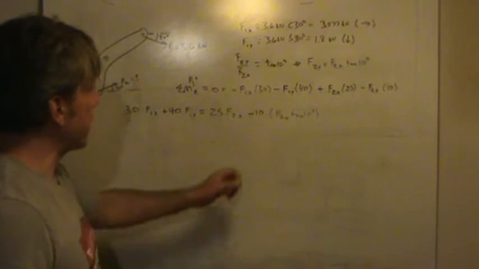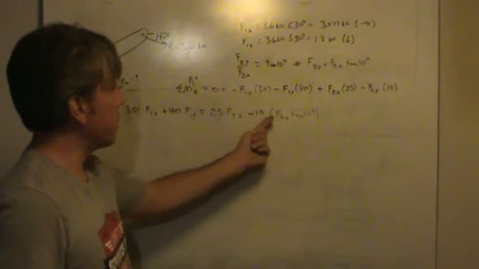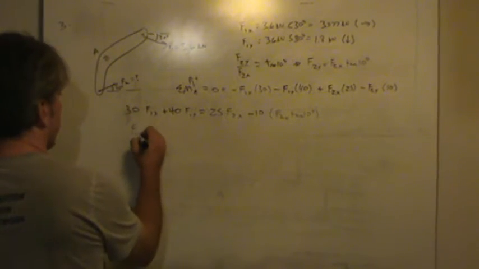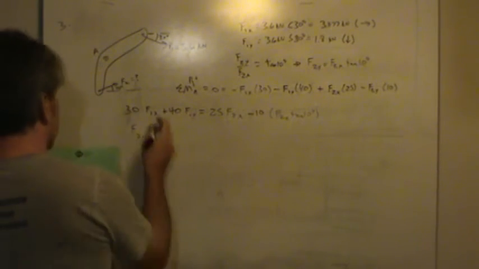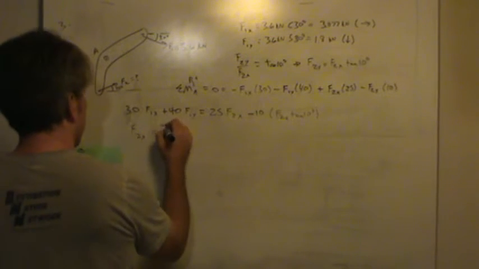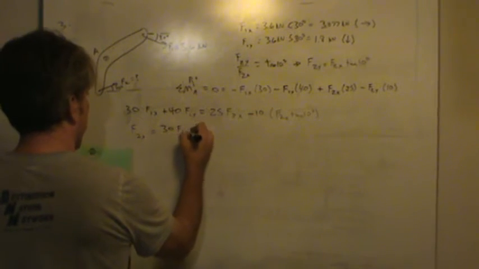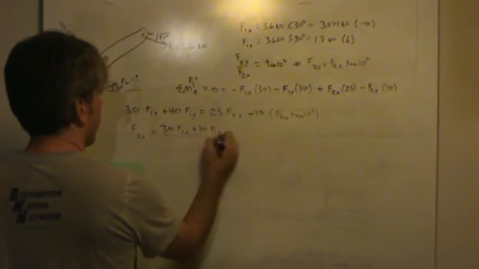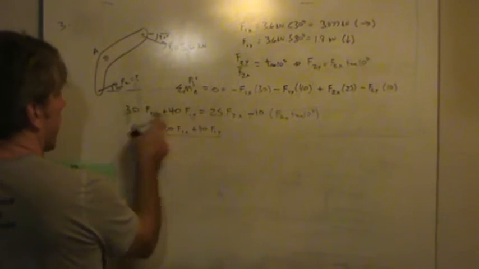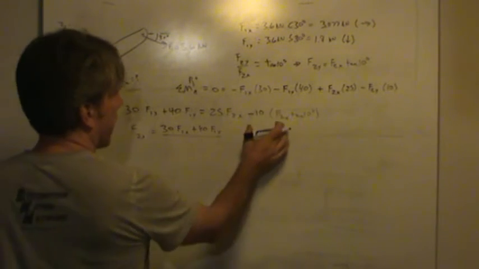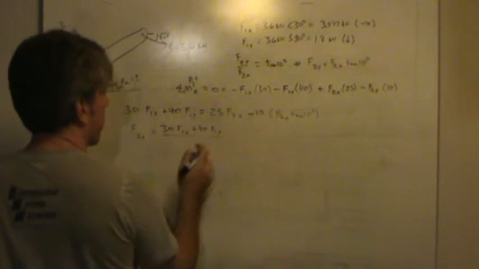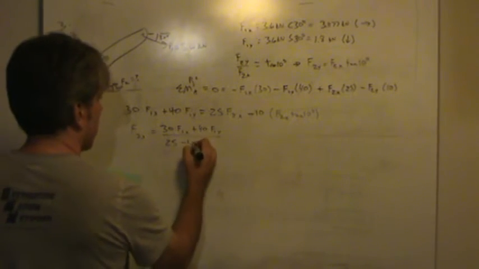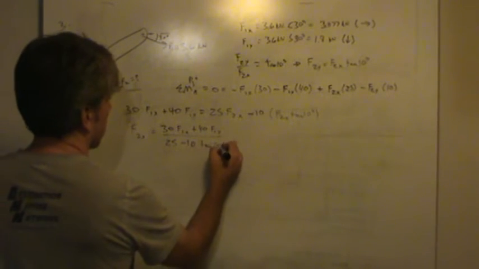So the reason for making the substitution is so that the only unknown is F2x. I've got all the equations together now, and I can solve for the unknown force. F2x, or at least the x component of it, is 30 times F1x plus 40 times F1y, repeating the left-hand side of the equation, divided by the factors around F2x. That's just 25 here, minus 10 tan 10 degrees.